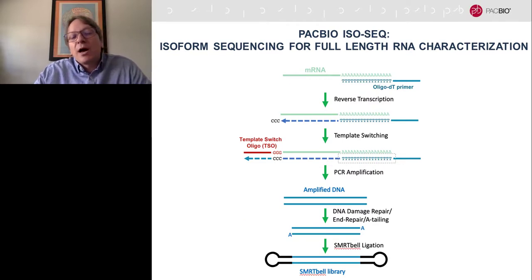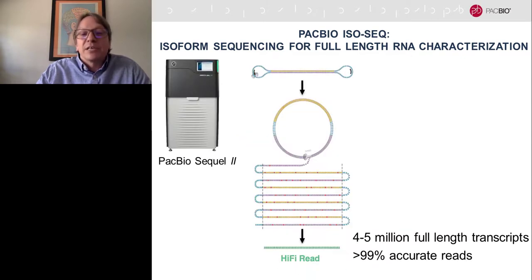So the engine behind ISO-SEQ is sort of performing reverse transcription from RNA. So poly-A RNA is reverse transcribed from its 3' end, and a template switch oligo is used to generate a sequence of a known sequence at the 5' end. And now this is capable of going into PCR, and we can generate what we call a SMRTbell library. So this is a covalently closed piece of DNA that can go into our sequencing instrument.